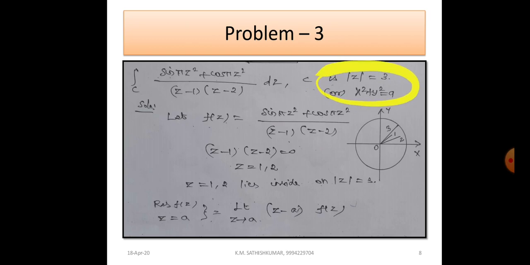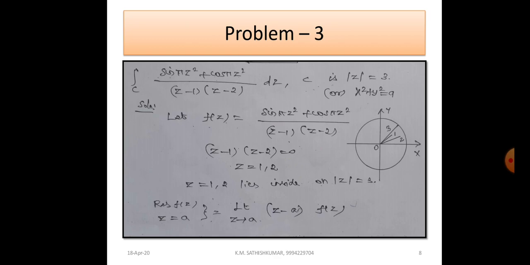Let us come to the point. Now the solution of the problem, we already have 5 steps. Step number 1 is the coefficient of integral and dz is f of z. Step number 2, denominator part equal to 0. Step number 3, to get the poles, z is equal to 1 and 2. Step number 4, to check whether the poles lie inside or outside.